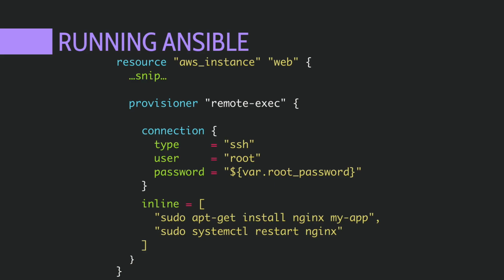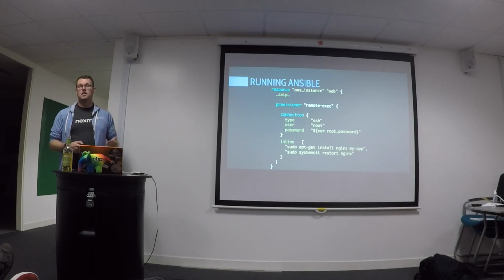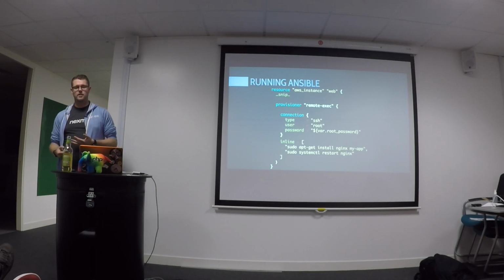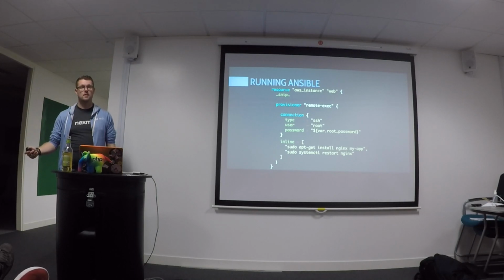The alternative is that you provide commands to run on the box. And if you do this, you have to provide connection details. It's SSH, what user it's going as, what the password is. You can use key files and things like that. And then you just provide it with a list of commands to run. So here our app is packaged up. We install Nginx and our app, and then we restart Nginx. And those will run on the remote machine.